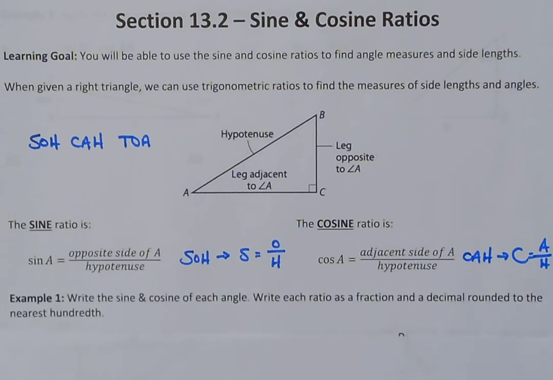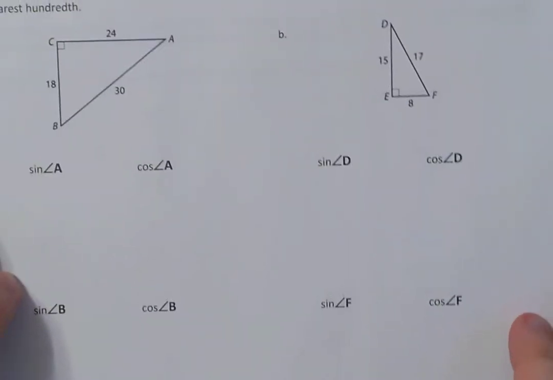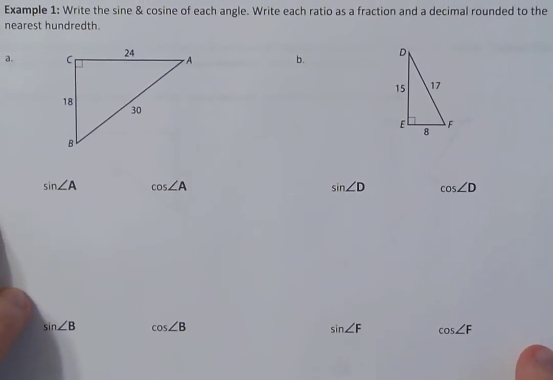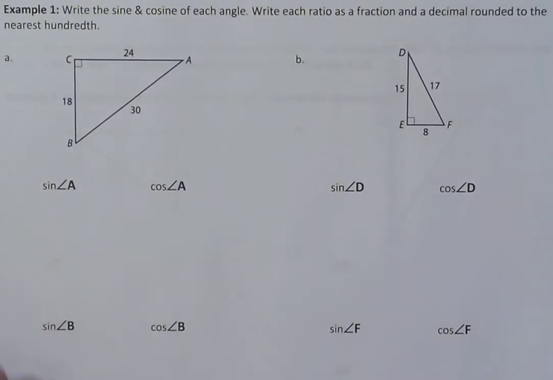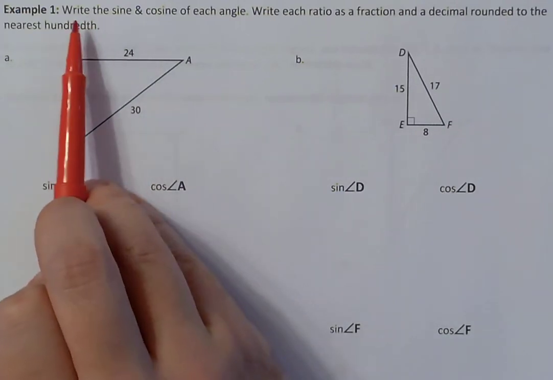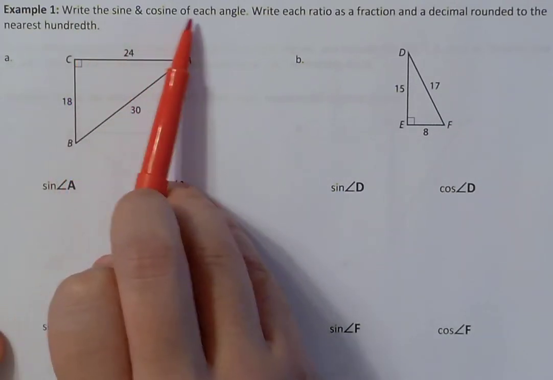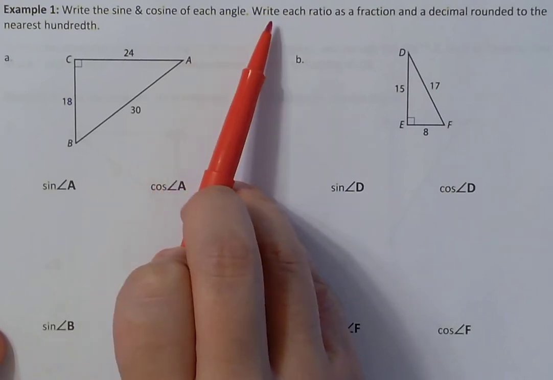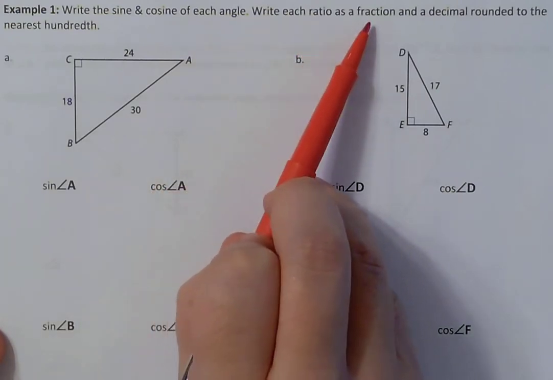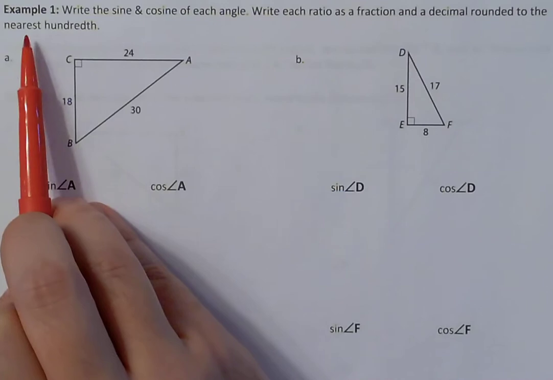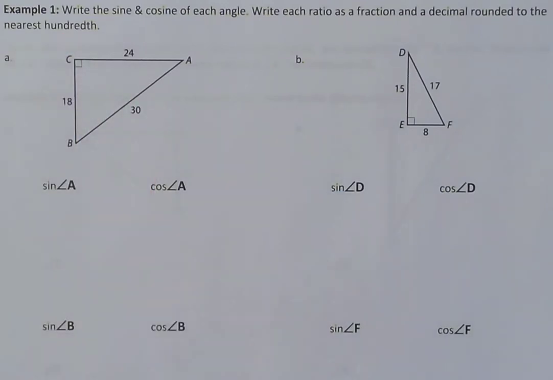Example 1 is going to ask us the following thing. For example 1, they want us to go through and write the sine and cosine of each angle, and then we need to write each ratio as a fraction and a decimal rounded to the nearest hundredth. So we're going to go through and set up our ratios and then calculate our decimals from there.